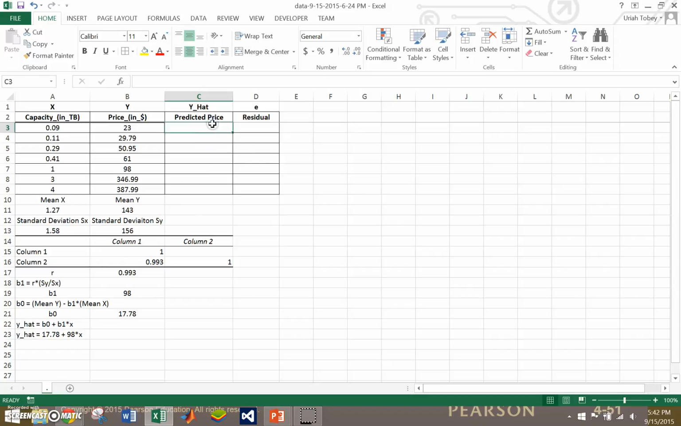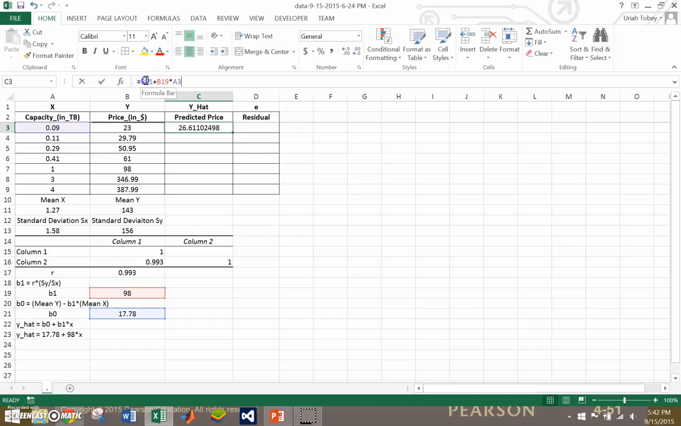So let's make a column in our table for predicted prices. So we're going to use this equation, and we're going to use these x values over here. So I'm going to type equals, and we're always going to have 17.78, so I'm going to say we start with that, plus we have $98 times 0.09, the x value. So at 0.09 capacity, we would have predicted the price to be $26 when it's actually $23.